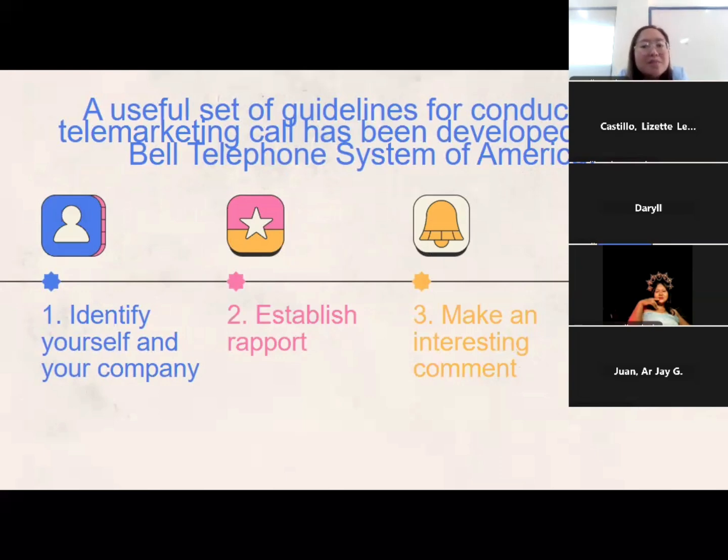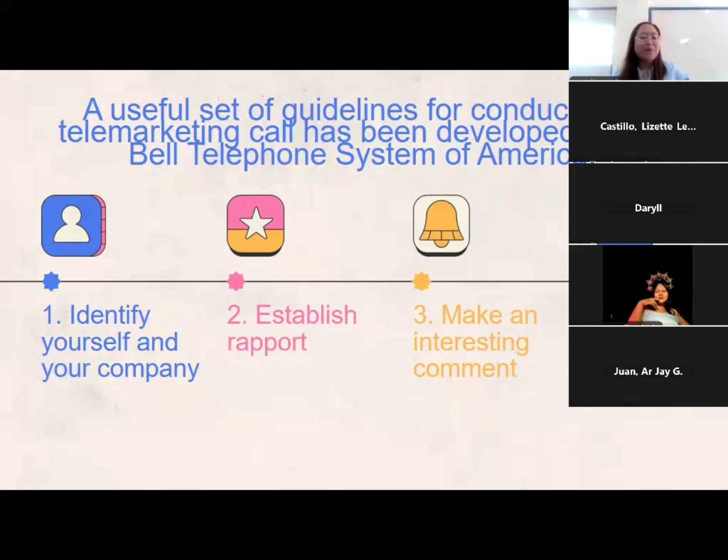So let's continue our discussion by talking about a useful set of guidelines for conducting a telemarketing call that has been developed by the Bell Telephone System of America. Telemarketing automation actually helps companies manage and streamline their calls by using technology. It makes it easy to access important information like customer history, product details, and schedule follow-up calls with just a few keystrokes. Telemarketing is usually done from call centers where operators handle many calls each day.